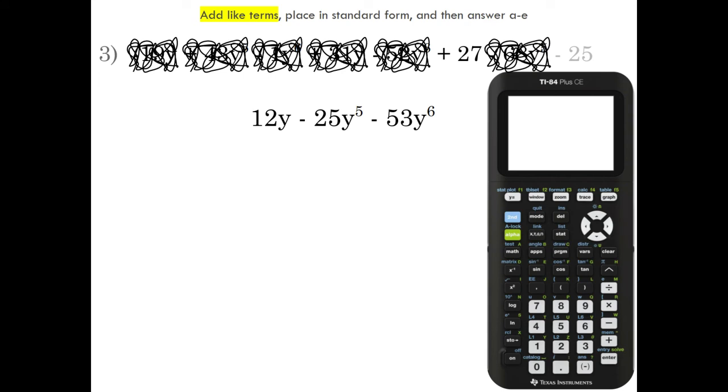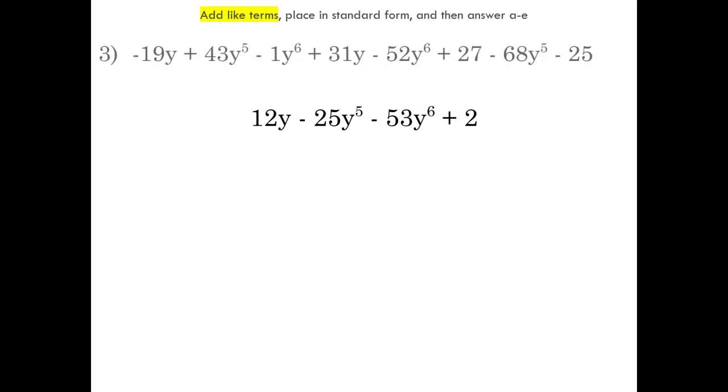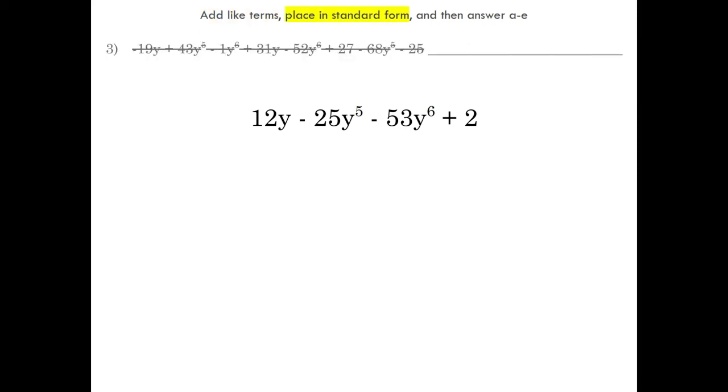Now we have positive 27. What other term is just a number? That would be the negative 25. 27 minus 25 would be 2, or 27 plus a negative 25 would also be 2. Either way is fine. Now we're going to place in standard form.